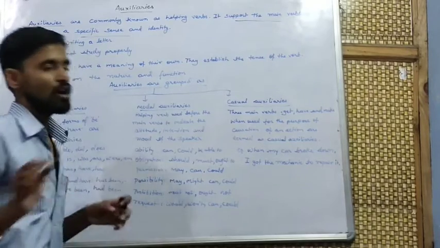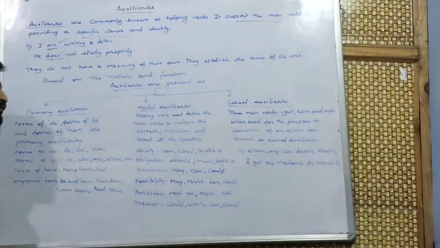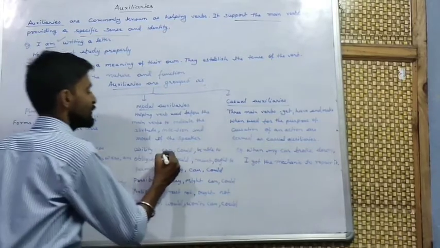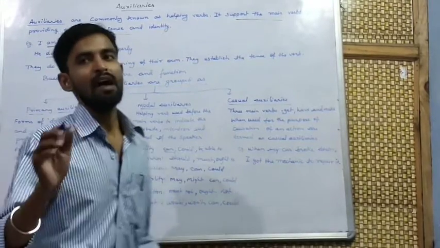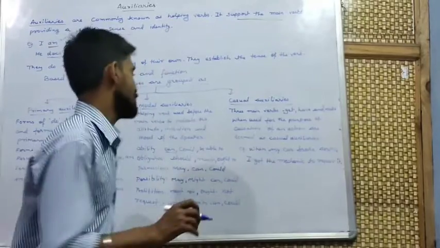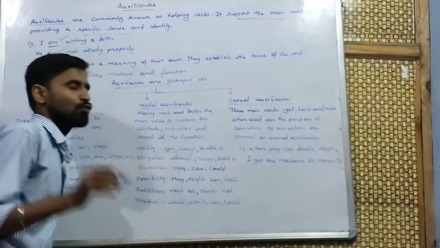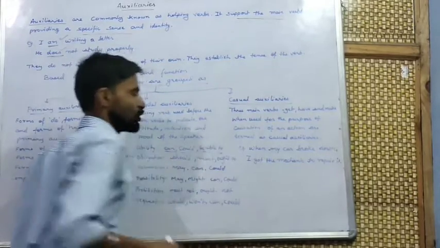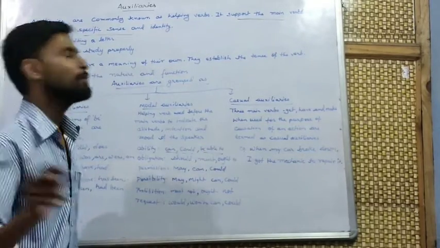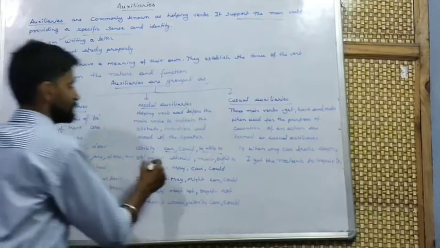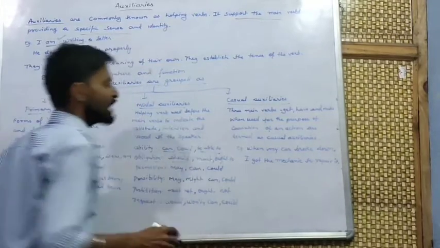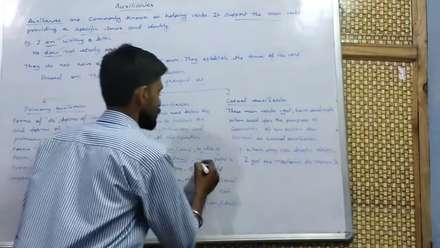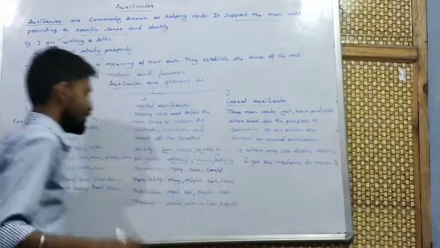Ability. Some words are used to show ability. How can you show ability? In present tense, we show ability by using can. I can do the work. Could is used to show ability in the past. And be able to is also used to show ability. Obligation means our duty, and duty is expressed by should, must, and ought to.